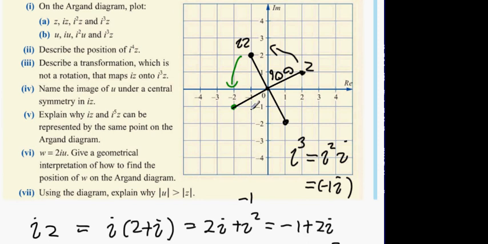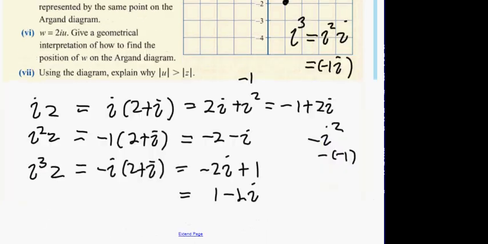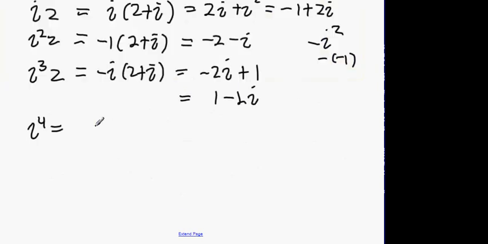Now guys, exactly the same thing happens for part B. I'm just going to do the Z parts as opposed to the U parts. Now, describe the position of i to the 4 Z. Now here's an interesting one. i to the 4 Z. i to the 4 is the same thing as what, guys? So i to the 4 Z is the same thing as i to the 4 multiplied by 2 plus i.